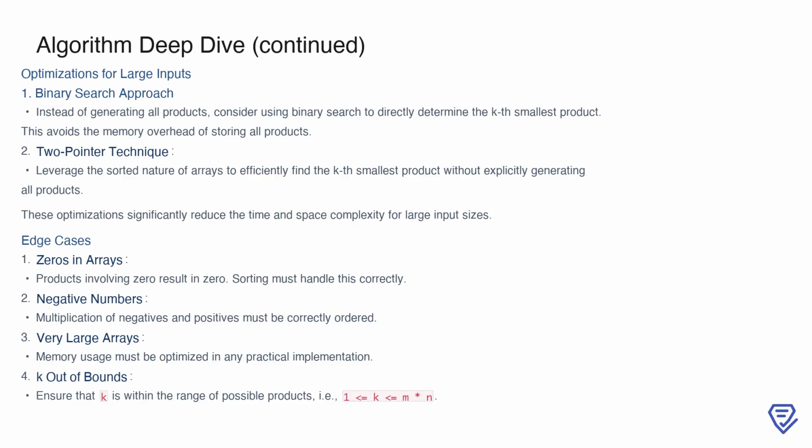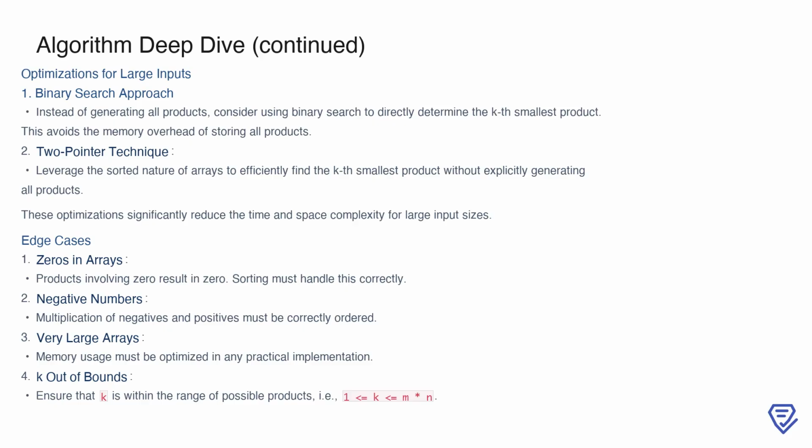Instead of generating all products explicitly, we can use binary search to directly determine the kth smallest product. This avoids the need to store all products in memory, significantly reducing overhead. Another powerful technique is the two-pointer approach, which leverages the sorted nature of the arrays. By strategically selecting pairs of elements, we can efficiently locate the kth smallest product without explicitly generating every possible pair. These optimizations are particularly useful for handling large input sizes.